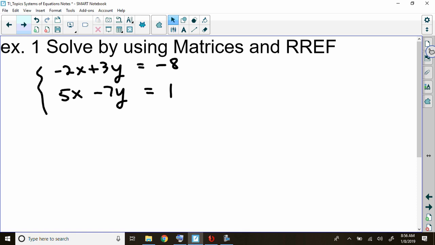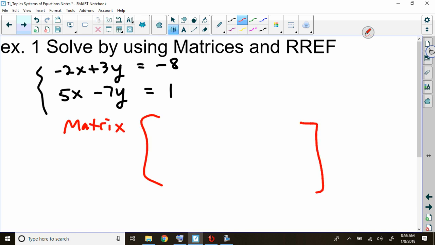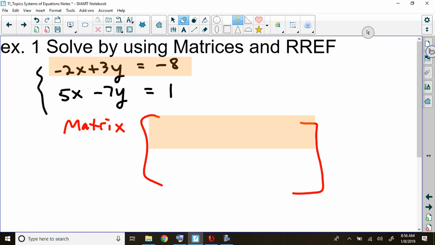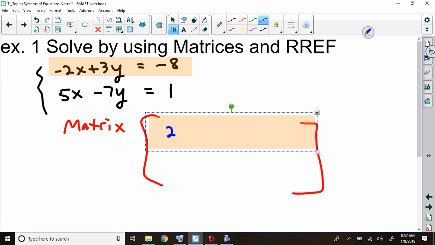So in chapter 2 or 3 somewhere, we used matrices. And the whole idea of a matrix is it's a rectangular array of numbers. And in our matrix, in the first row, is going to go this first equation. And all we're going to do is put the coefficients, just the numbers. So in that top row, we're going to have the number negative 2, the number 3, and the number negative 8. Following that logic then, in the second row of our matrix, we're going to just use the coefficients of 5, negative 7, and positive 1.